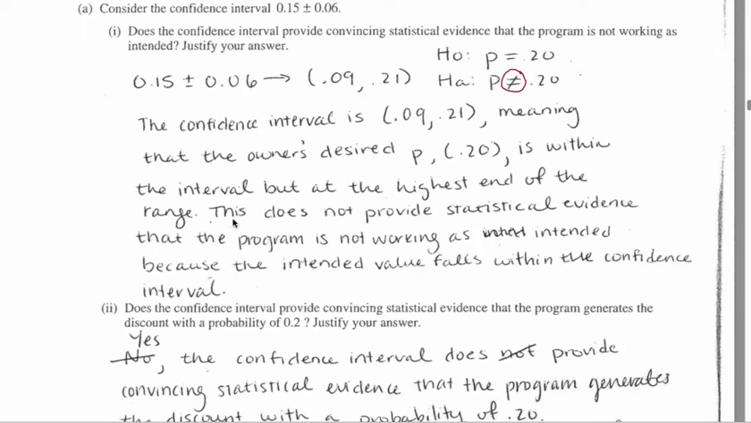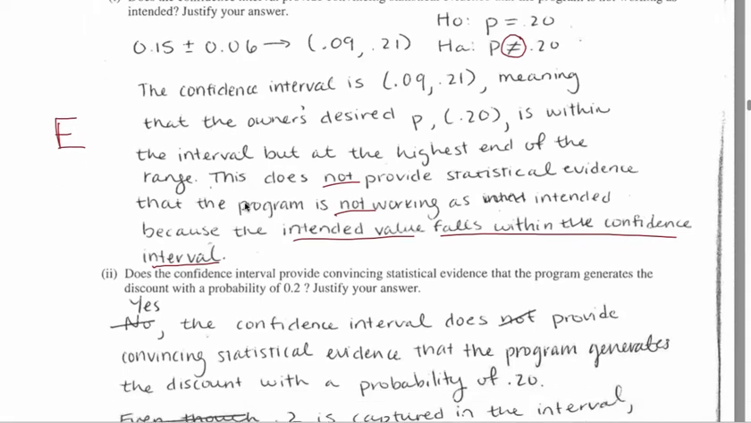So if we keep reading, so far so good, they still haven't really made a decision, but finally they say this does not provide statistical evidence that the program is not working as intended. And the reason is because the intended value falls within the confidence interval. Everything is there that we wanted to see, so this part was given an essentially correct. They had some additional information, but it was not wrong and it did not detract from their good answer.